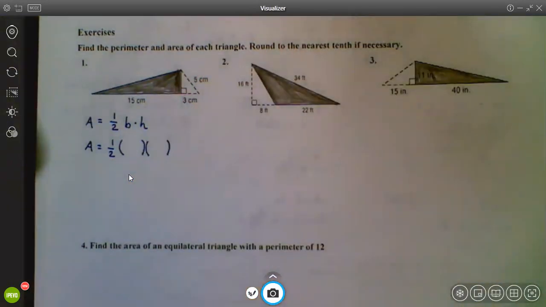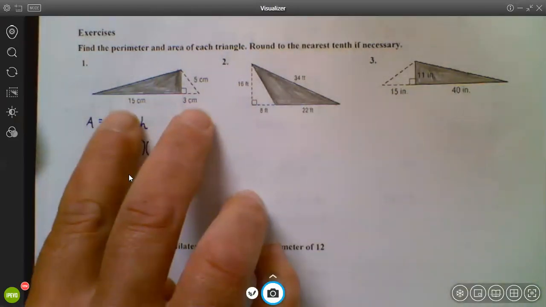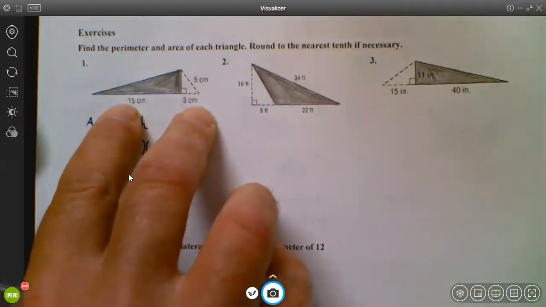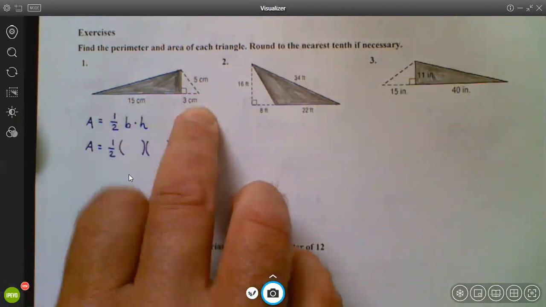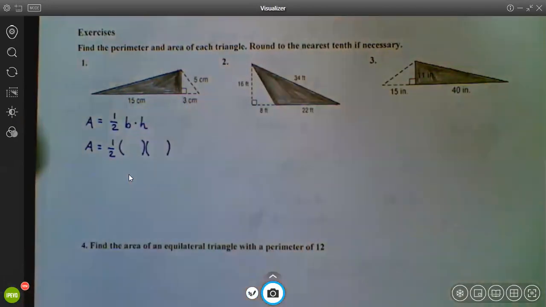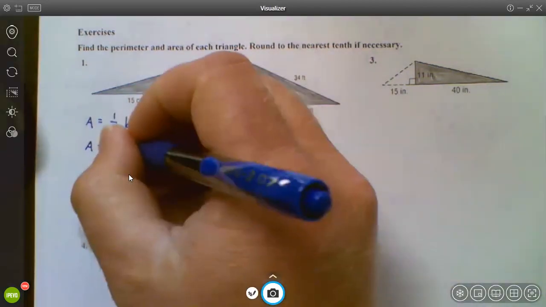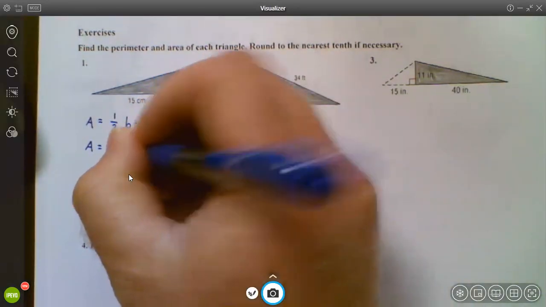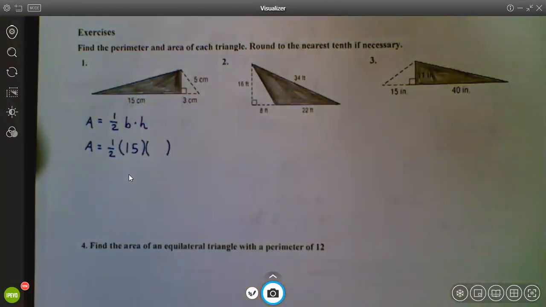So again, guys, just to make sure this is clear, is our base 15 or is our base 18? It's 15, right? Because remember that 3, if it's on a dotted line, doesn't count as part of the base. So our base would just be 15 on that. Then the height must be perpendicular to that base. Did they give us the height on this one? Yeah, they did. 5. Is that 5 perpendicular to your base?